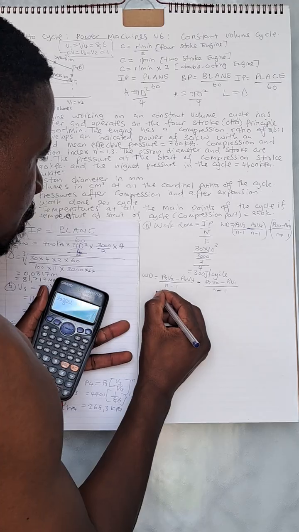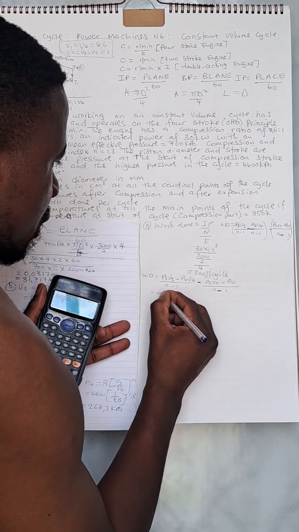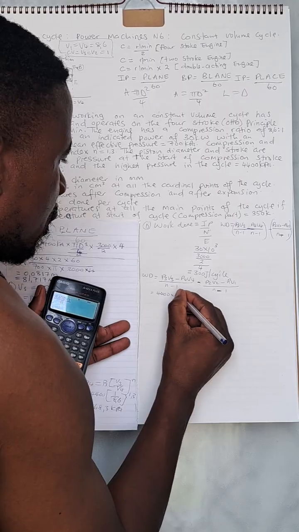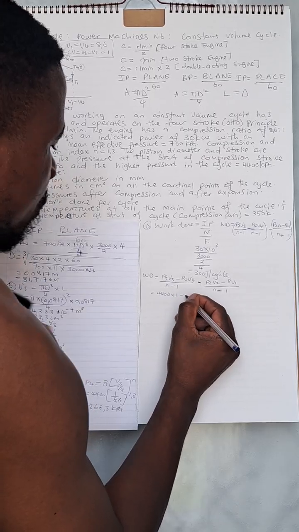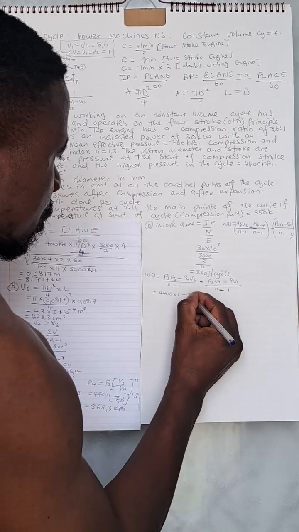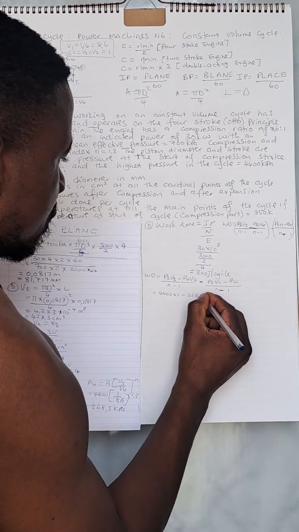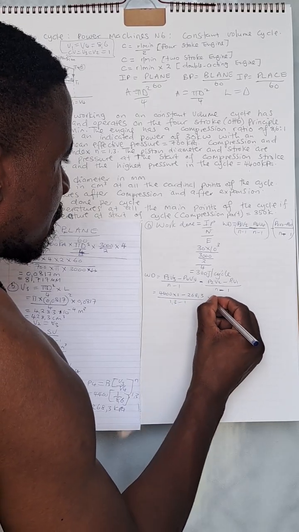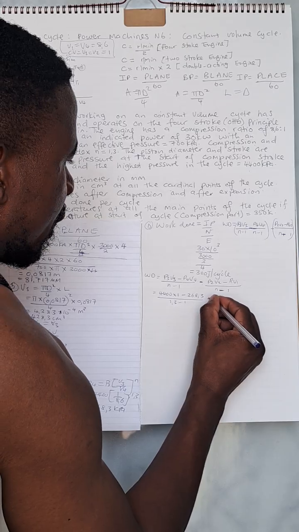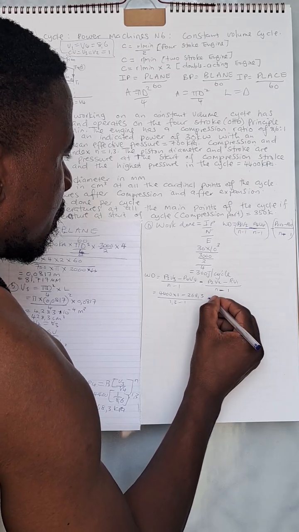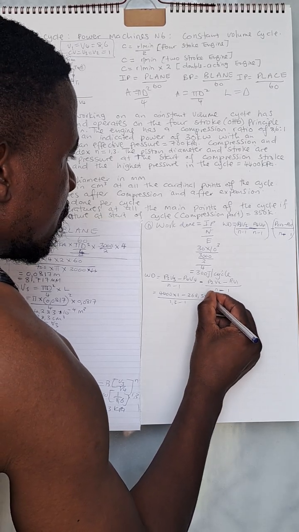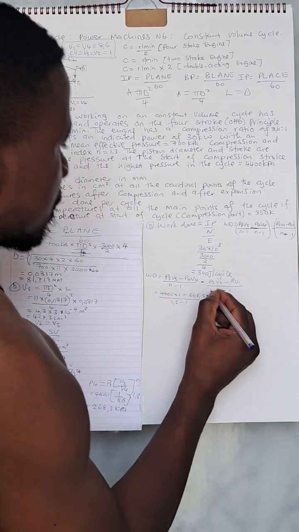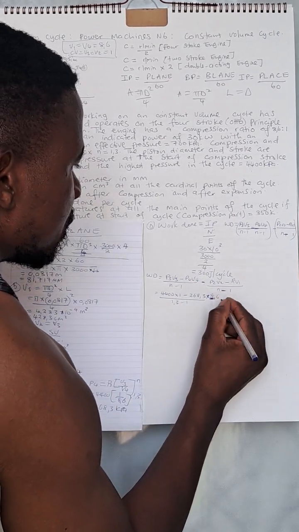Let me just write it so that everyone can see. It's 4,400 times (1 minus P4). Our P4 we said is 268.3, and it's (1.3 minus 1) times V4. Our V4 is 8.6.